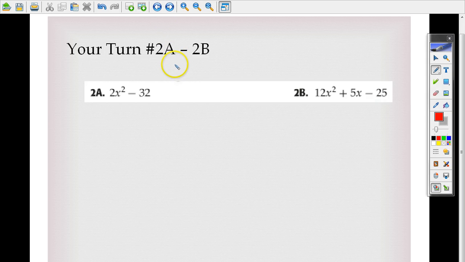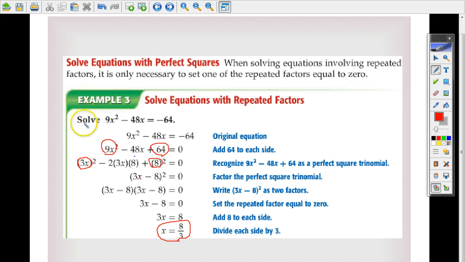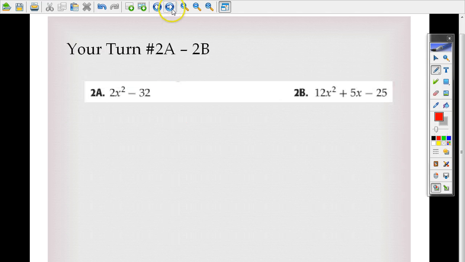Okay, so here's your turn 2A and 2B. If you're not sure, rewind and look back at this example here. Your goal is to make it equal 0, factor it out, and then solve for your x. So go ahead and do numbers 2a and 2b.